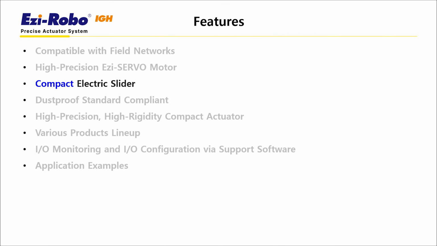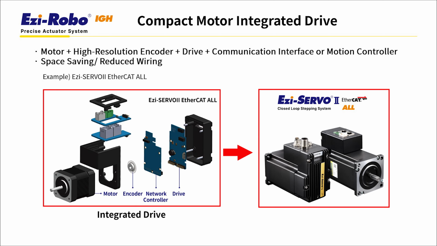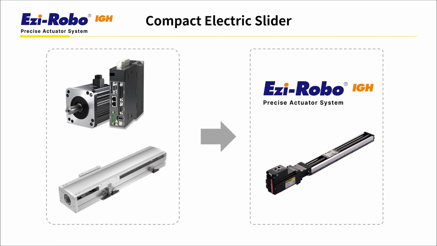Ezi-Robo IGH is a compact electric slider. Ezi-Robo IGH features a compact-sized, integrated drive motor. The all-in-one drive system combines a motor, high-resolution encoder, drive, and either a communication interface or motion controller into a single unit. Also, since the motor with built-in drive is used, there's no need to separately purchase, manage, or assemble the motor, drive, and actuator like in traditional systems. As shown in the illustration, FASTECH has combined the all-in-one motor with the actuator to create a compact electric slider, making wiring and assembly much simpler.